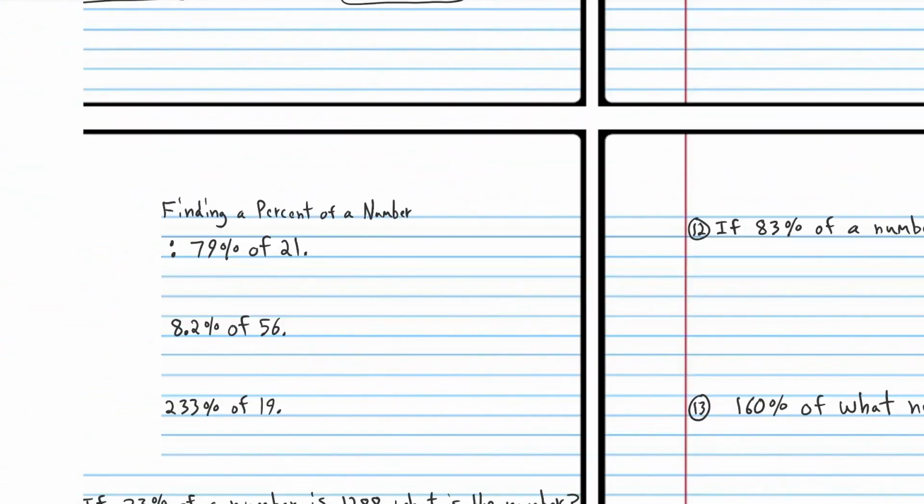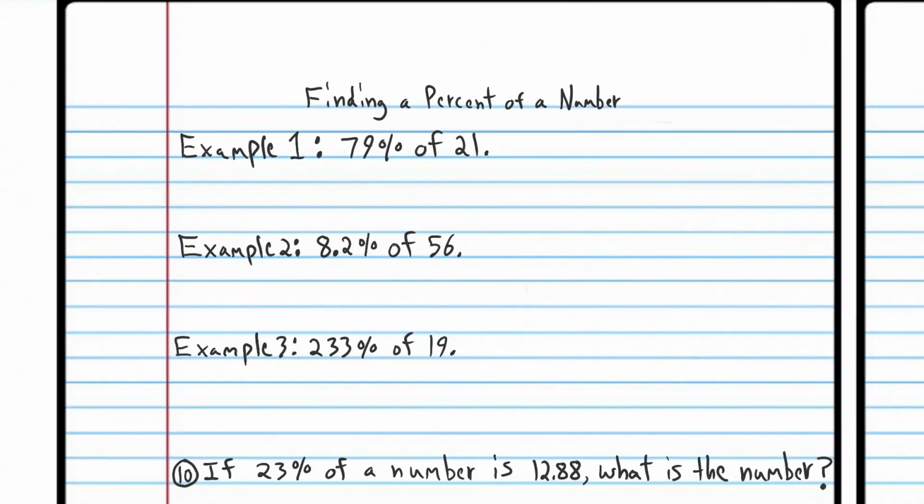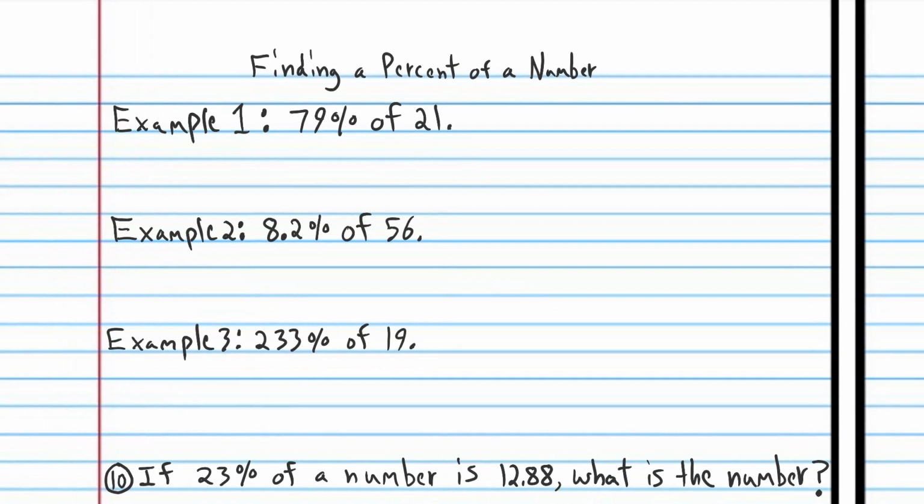All right, so on to number 10. These problems are going to be percent problems. In the last course, my arithmetic course, we learned how to find the percent of a number. So in order to do these problems, we're going to have to review how to find the percent of a number. So we want to find 79% of 21 as an example here.